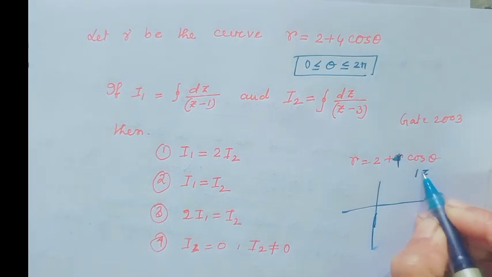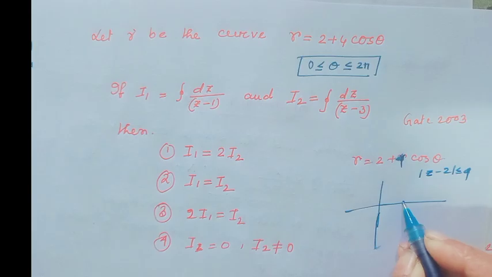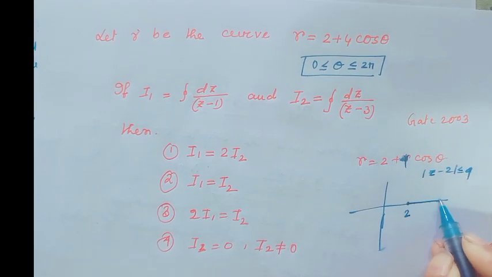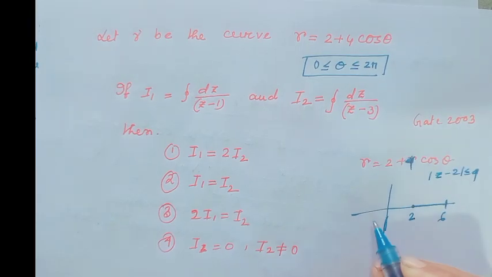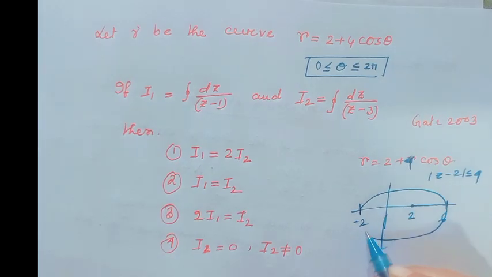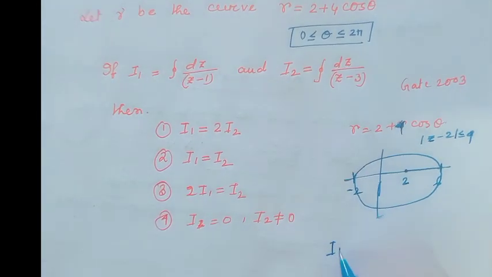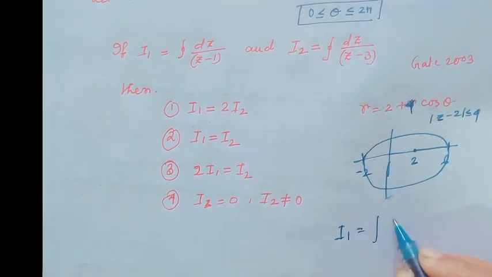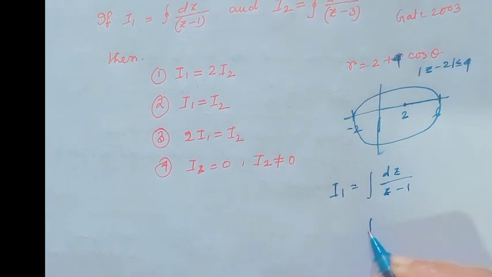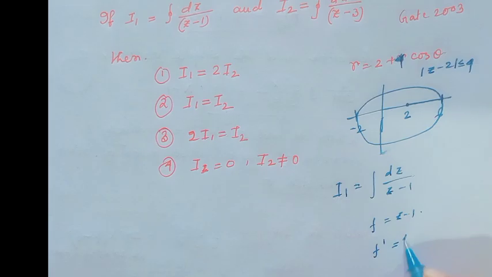That means mod z minus 2 equals 4. So here the center is the point 2 with radius 4, so this is 6 and this is minus 2. This is the circle. And I1 equals the integral of dz over z minus 1. Here f equals z minus 1 and f dash equals 1.